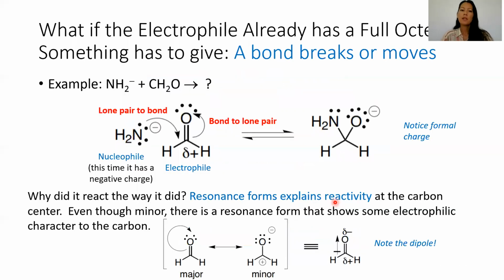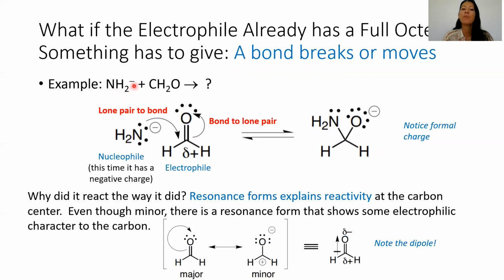Let's look at something similar, but where you don't have something like boron with an open vacant orbital and only 6 electrons, but something that already has a full octet. So if something already has a full octet and a nucleophile wants to come in and attack it, something has to give. A bond has to break or move somewhere else. So I'm going to show that example.